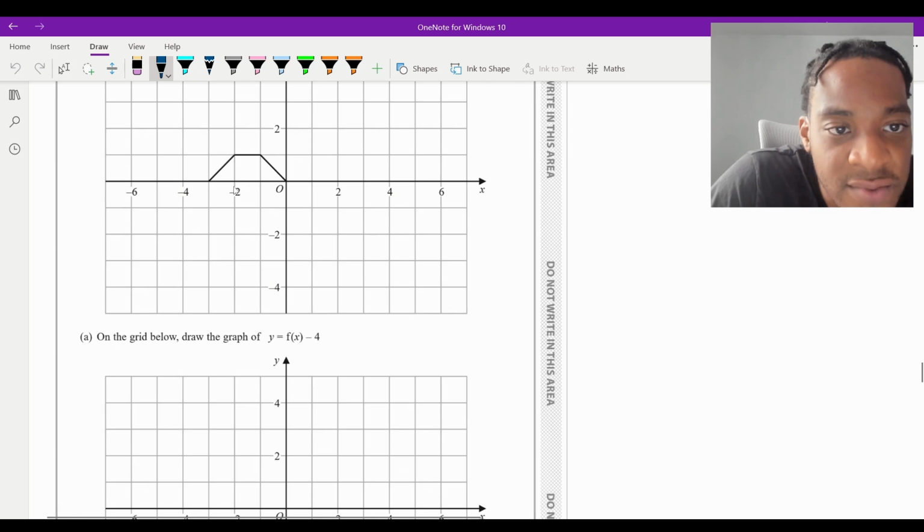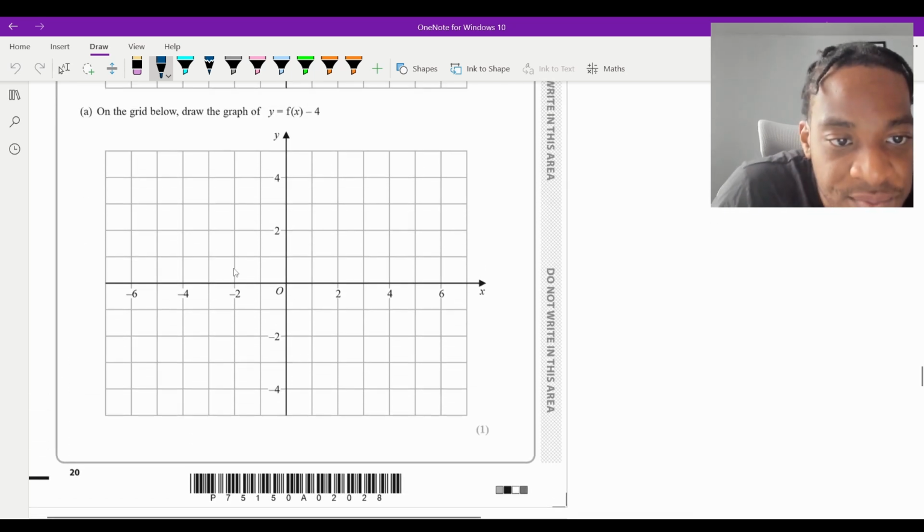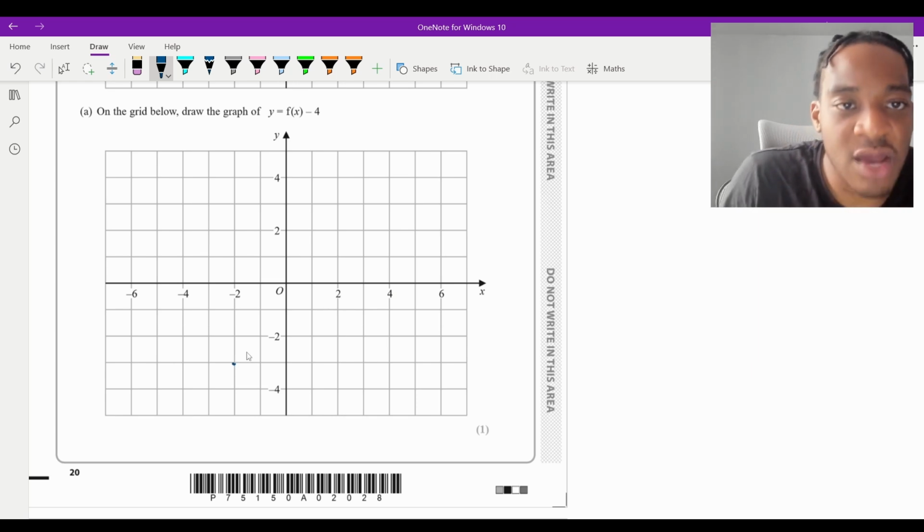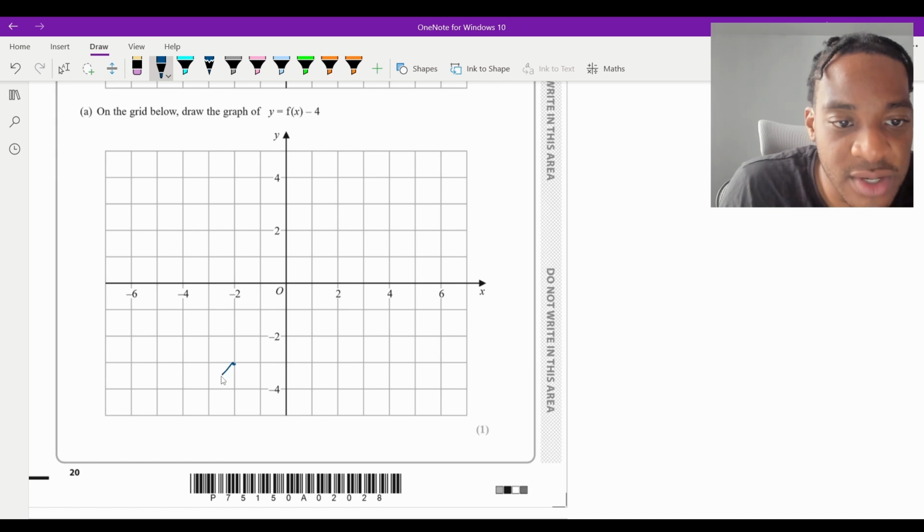Let me just see where it is again. 1 above, so it's going to be 3 below. So it's going to be right here. So it's just going to be like this essentially. And obviously, you can use your ruler just to make sure it's really neat. But it's just going to be like this essentially.